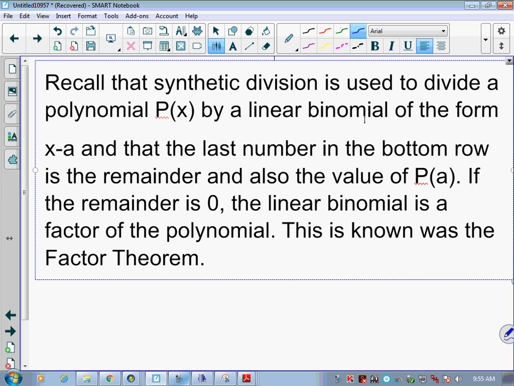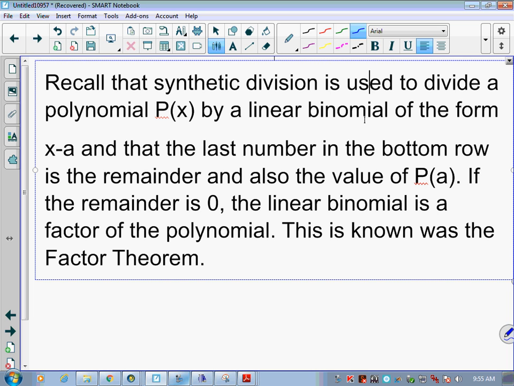Okay? All right. And we're going to divide by, let's say, something like x minus a. Normally, this would be like x minus 5 or x minus 4. We'd end up dividing that using synthetic division. If it was x minus a, we would divide the polynomial by a. And the last number in the bottom row is the remainder and also the value of P(a).